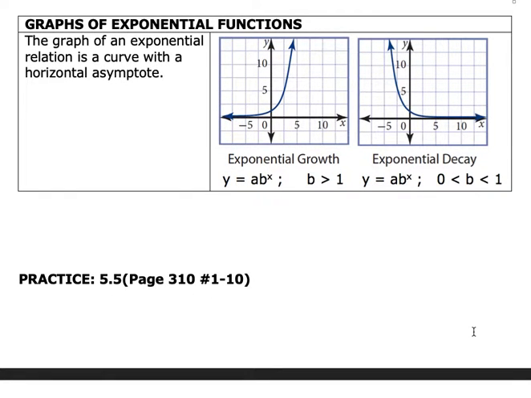Next, graphs of exponential functions. The graph of an exponential relation is a curve with a horizontal asymptote. A horizontal asymptote is a line that the graph is approaching but not actually touching. And same thing here on the x-axis, there is a horizontal asymptote.